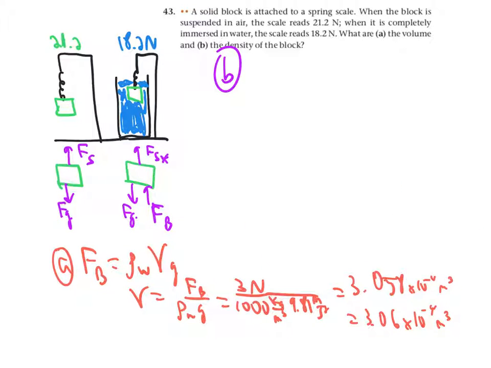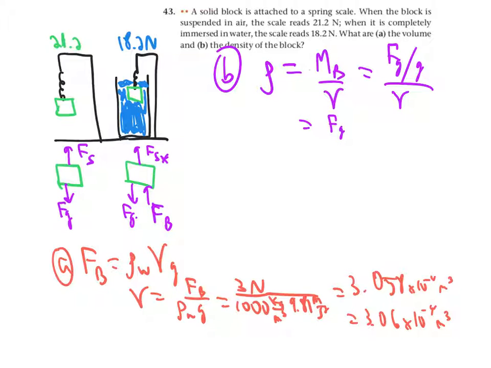So that was part A. Part B wants the density of the block. That's pretty easy though, because the density of the block is the mass of the block over the volume, and the mass of the block is going to be its weight over g, per volume, because Fg is just m times g. So we get something like Fg over gV.